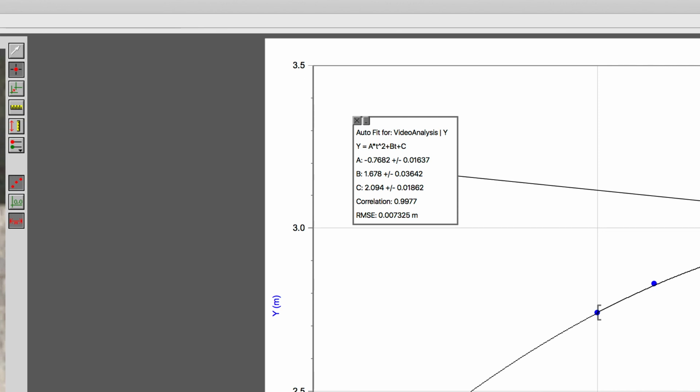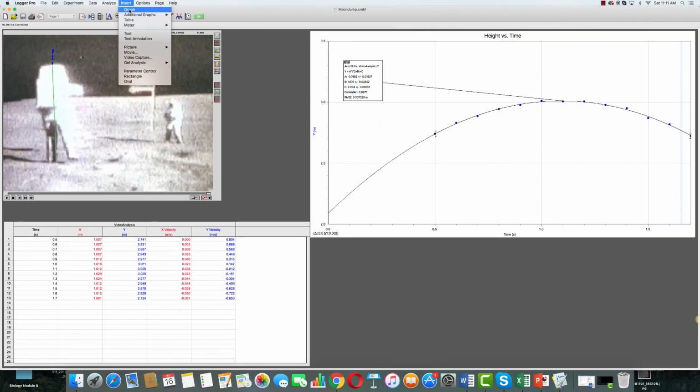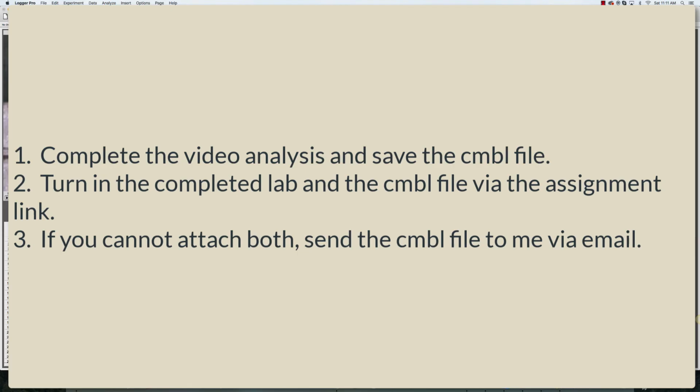What I would like you to do is make sure that you follow the directions in this lab to a T. And then I would also like you to, I'm going to write this out for you.